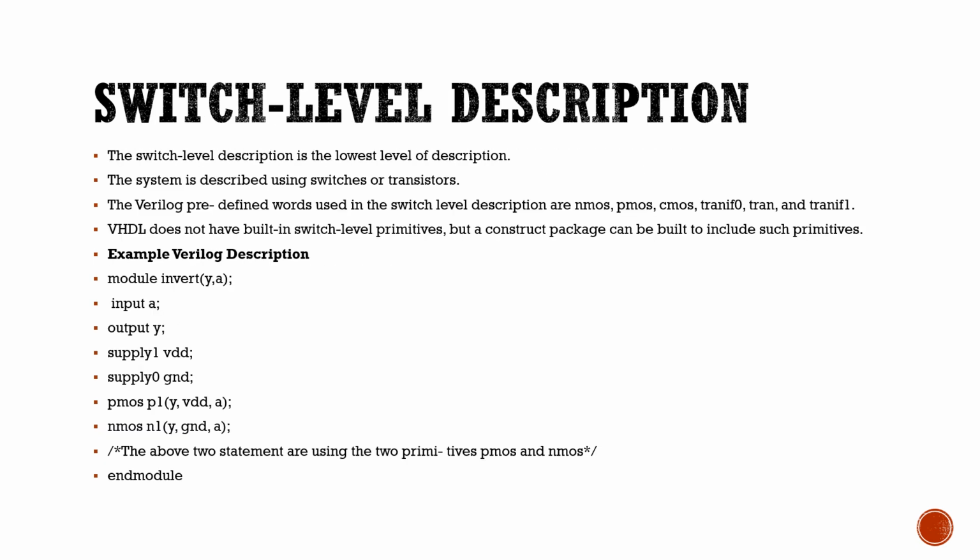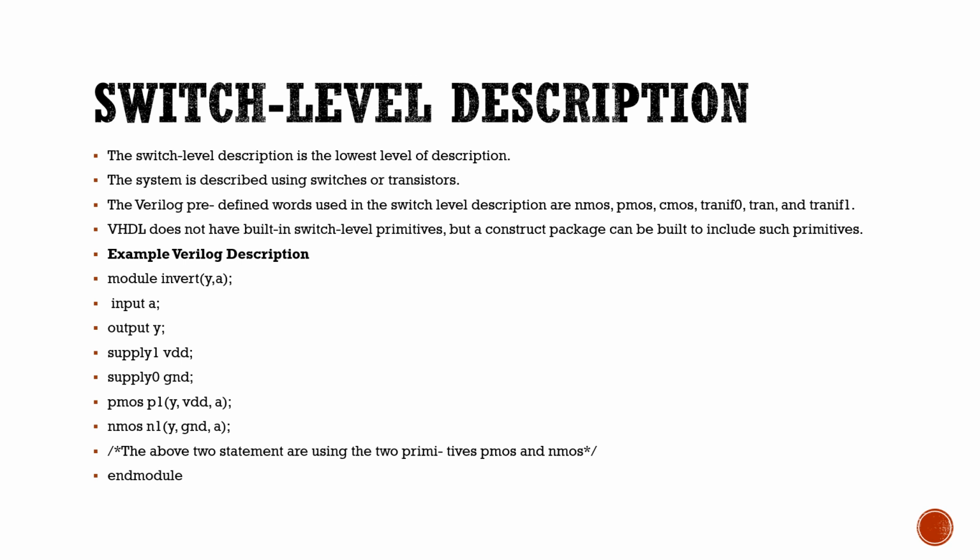The next type of description is the switch level description. Switch level modeling is the lowest level of hardware description. Instead of logic gates, it uses transistors. Common primitives are PMOS transistor, NMOS transistor, CMOS transistor, tranif0, tranif1, etc.